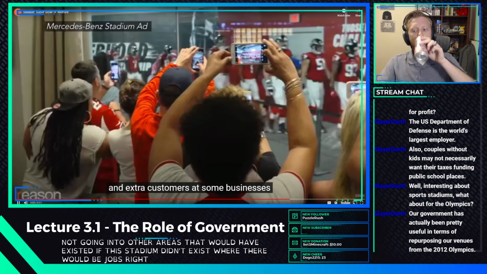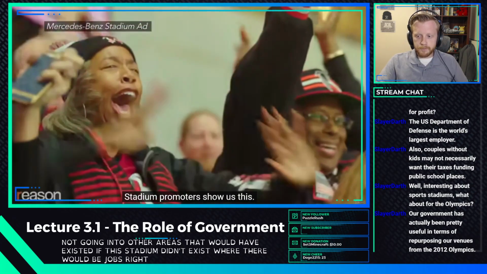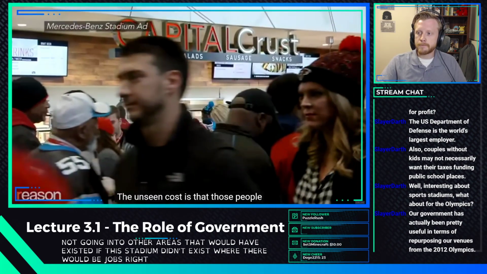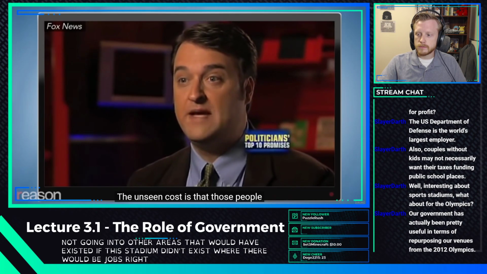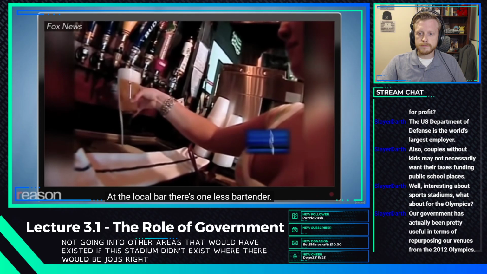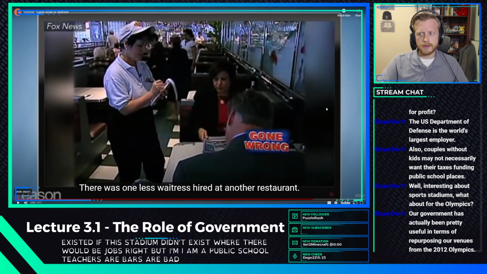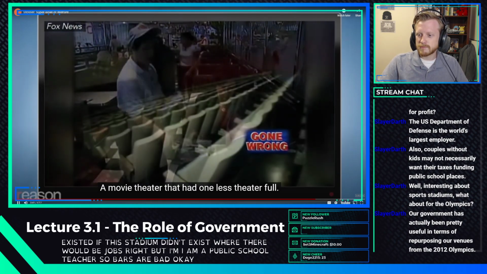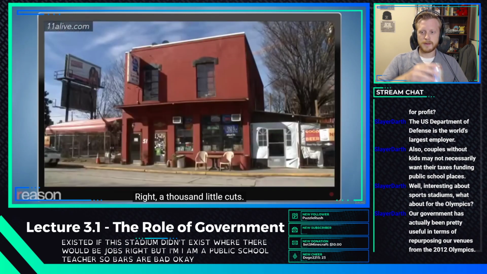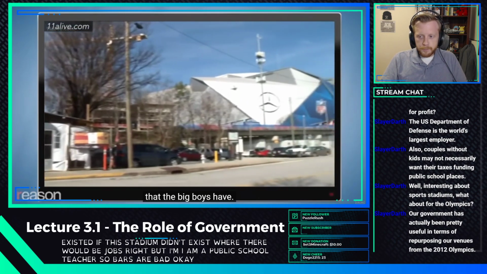Games and extra customers at some businesses on game day. Stadium promoters show us this, but looking at this means we miss the unseen cost. The unseen cost is that those people would otherwise be spending their money elsewhere in the local communities. At the local bar, there's one less bartender. One less waitress hired at another restaurant. A movie theater that had one less theater full. 1,000 little cuts. But those ordinary businesses don't have the clout that the big boys have.